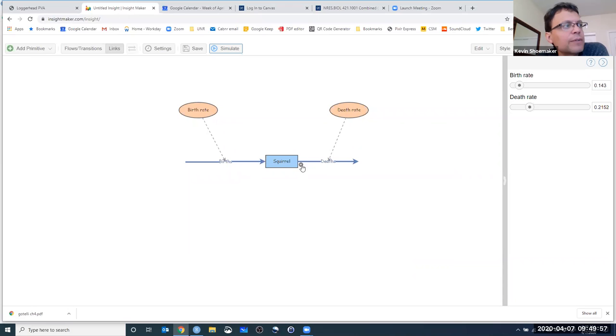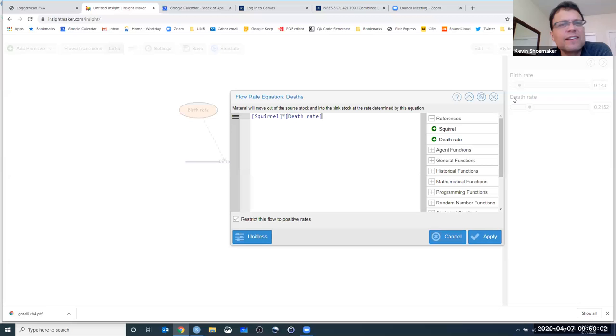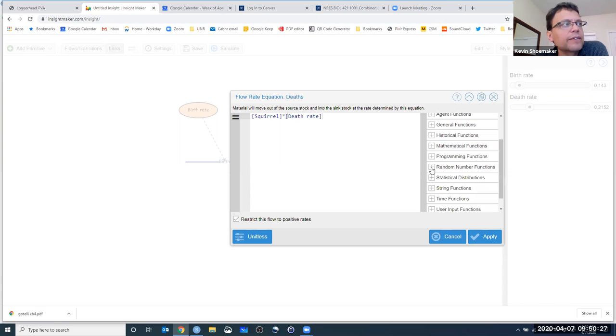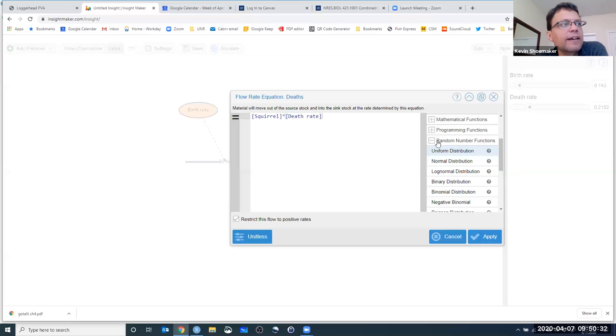So instead of computing the death rate deterministically as multiplying the population by the death rate, we're going to essentially flip coins for every individual in the population and count whether it dies or it doesn't die. And every time we do it, it might be a little different because the total number of coin flips that come out death ends up being different every year. And so what we do is we add a random number generator here. We can just go into the random number functions in Insight Maker on the right-hand panel of the equation editor and click on what's called the binomial distribution.